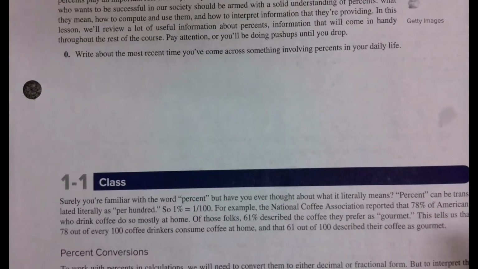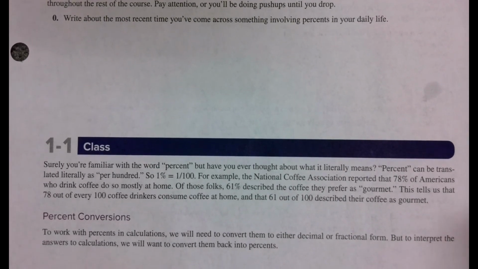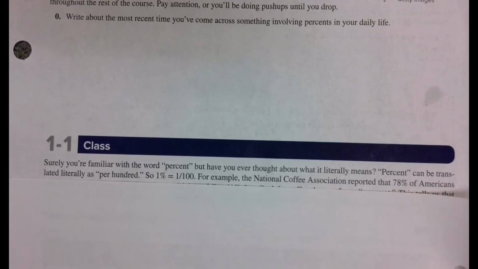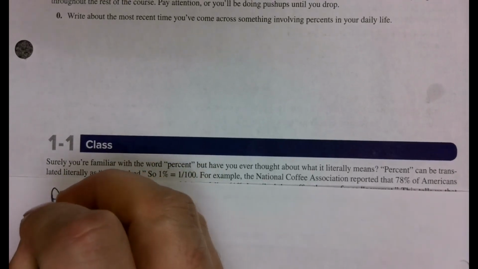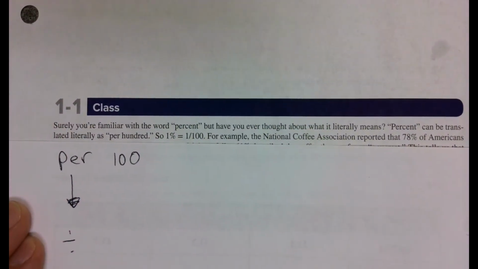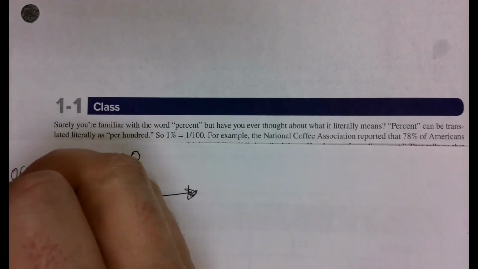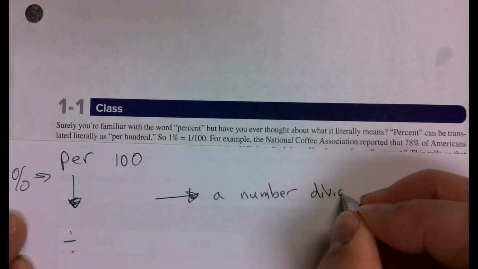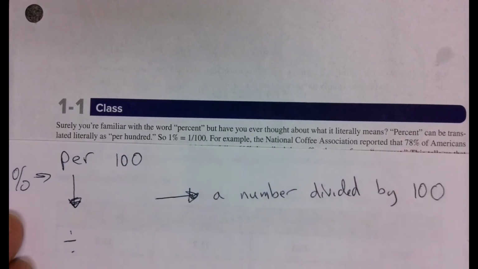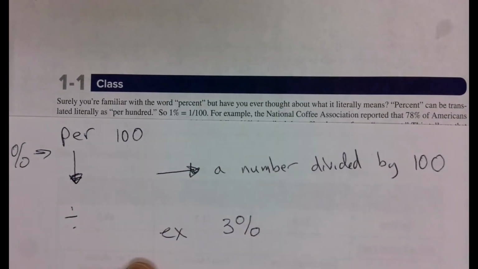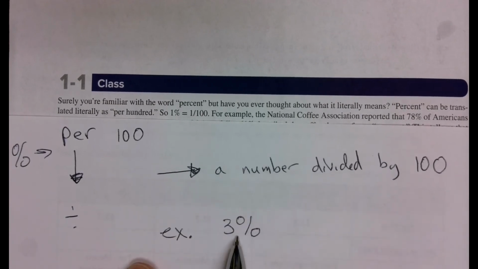So I want to highlight one specific thing down here. We get the definition of a percent. So percent can be translated as per 100. Now, you all may know what that means, but we can be more specific because in the math world, the word per means divide. So what we're really saying here is a percent means a number divided by 100. That's what a percent is. Anytime you see that symbol, for example, if I give you this setup, 3%, what we mean is 3 divided by 100. That's what 3% means.